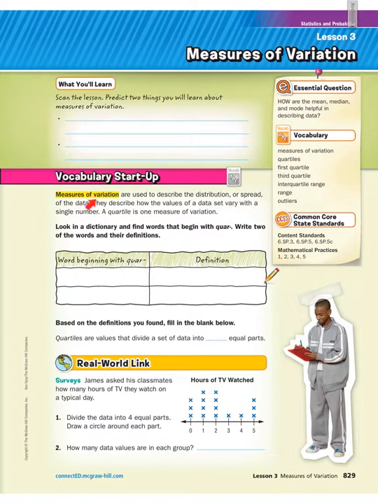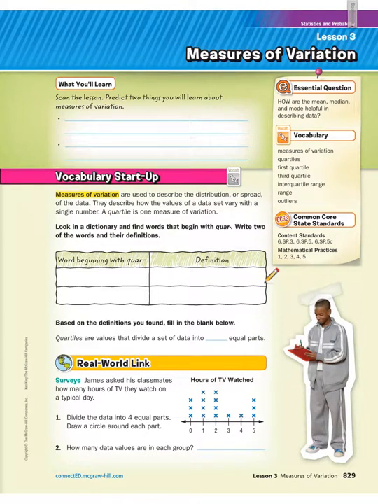Now, measures of variation are different. Measures of variation are used to describe the distribution or spread of the data. In other words, you're describing how far apart the numbers are, if they're close together, if they're spread apart. So that's how measures of variation are. Now, we're talking about a quartile as one measure of variation.